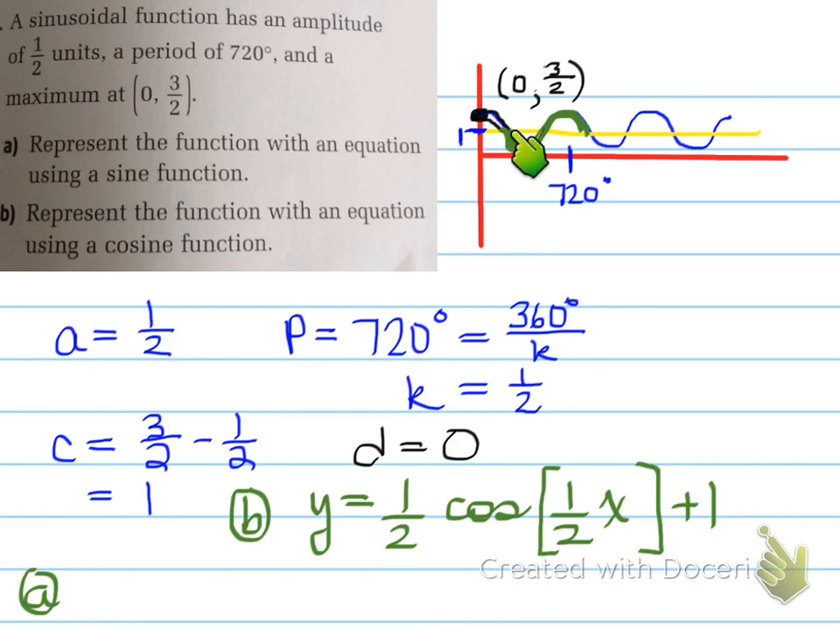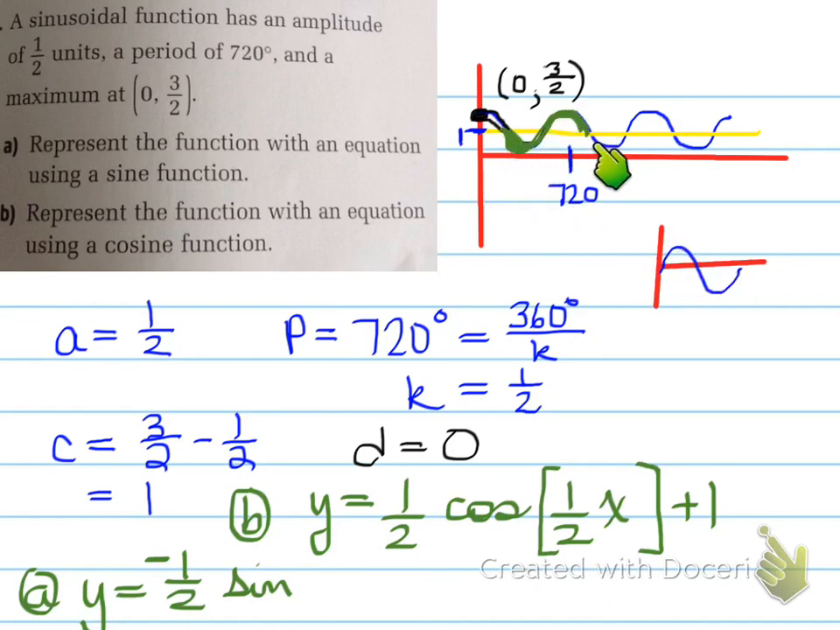So we trace a cycle, and this time I'm tracing an upside down sine. You do not have to trace a right side up sine. It could be an upside down sine. To trace the upside down sine, that's what I did right here. So now I know that my A value is going to be negative. So negative 1/2 sine, okay? Because remember, a sine function looks like this. We trace an upside down sine, looks like that.